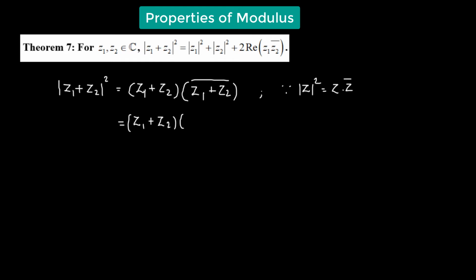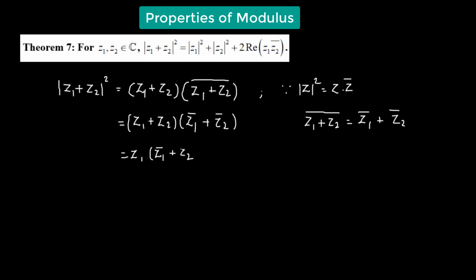multiplied to, now we apply the property of the conjugate: given two complex numbers z1 and z2, if we add them and take the conjugate, that's equal to the sum of the conjugates. So this can be written as z1 bar plus z2 bar. Now we multiply them, so we have z1 multiplied to z1 bar plus z2 bar, plus z2 multiplied to z1 bar plus z2 bar.